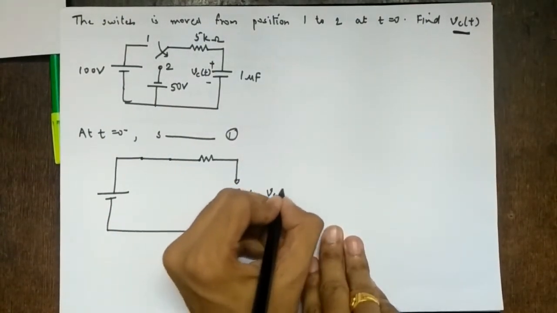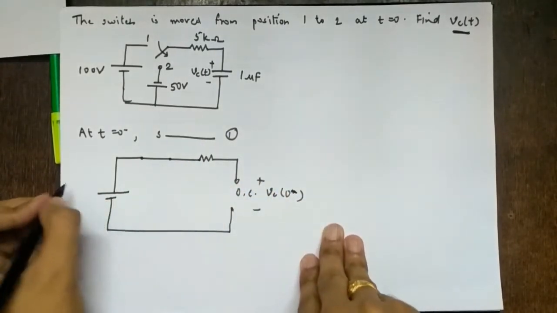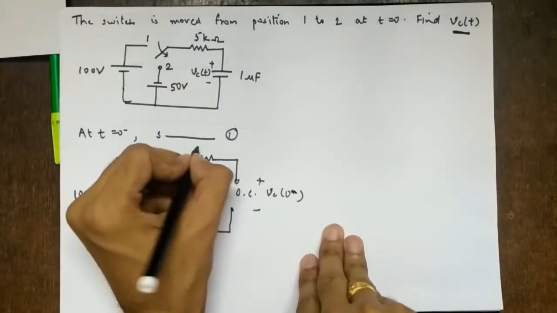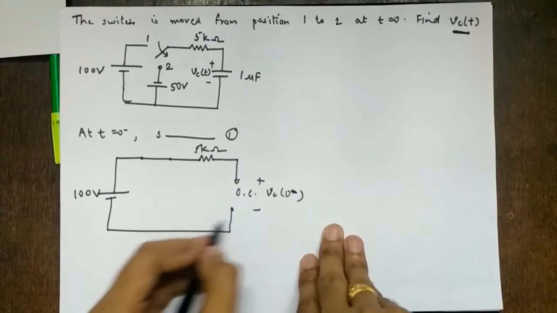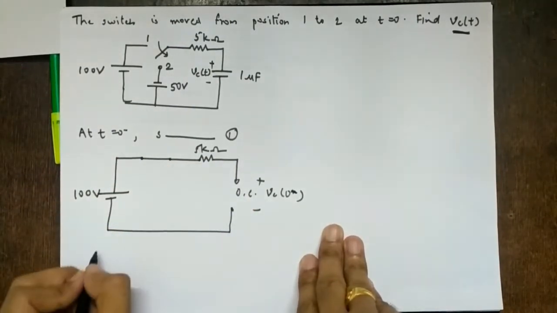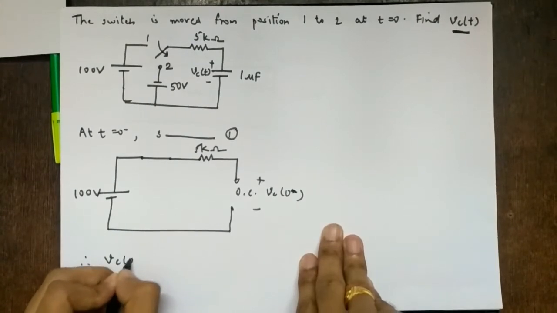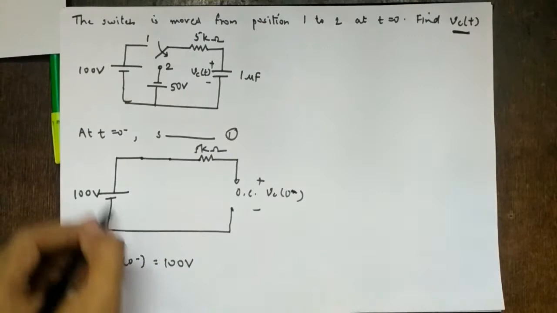So this is Vc of 0 minus. This is 100 volts. This is 5 kilo ohms. There is no current flowing here, but this voltage will drop across this. If you are not sure, 100 minus Vc of 0 minus is 0. So therefore Vc of 0 minus equals 100 volts. If you are not sure, you can just apply KVL.